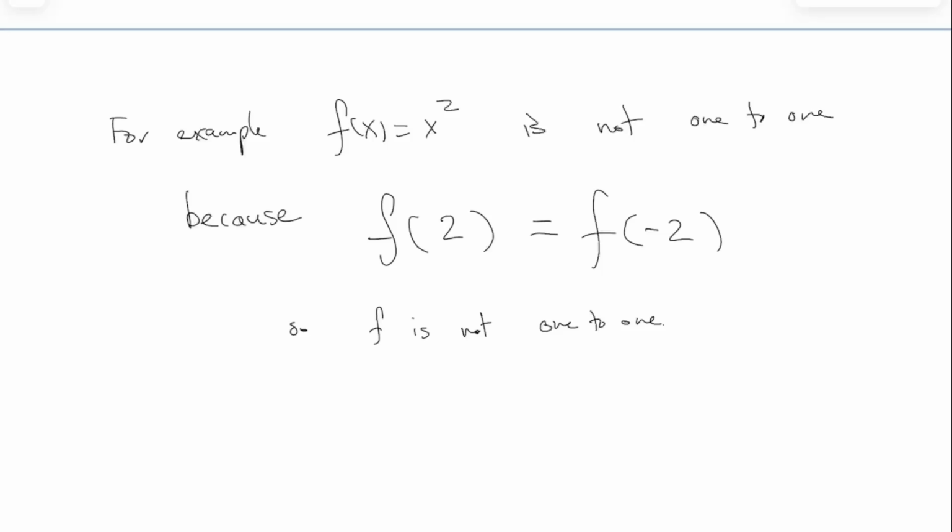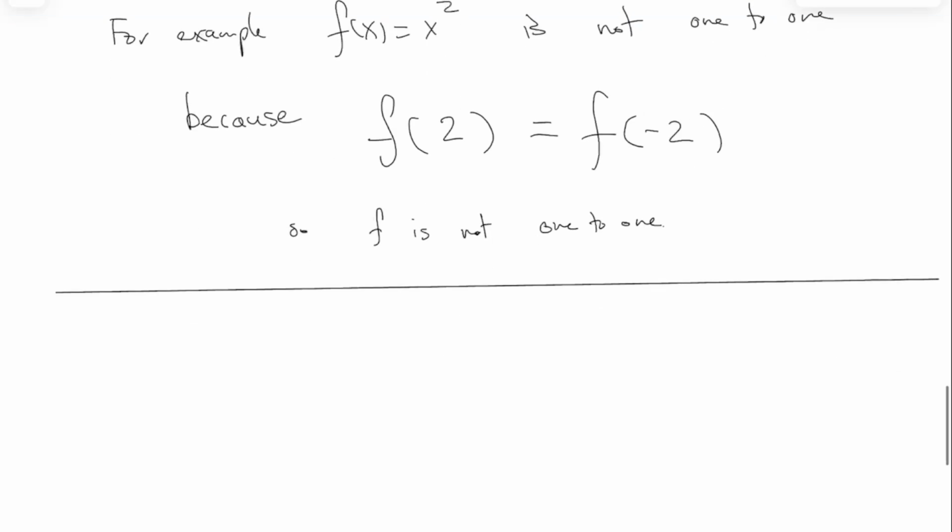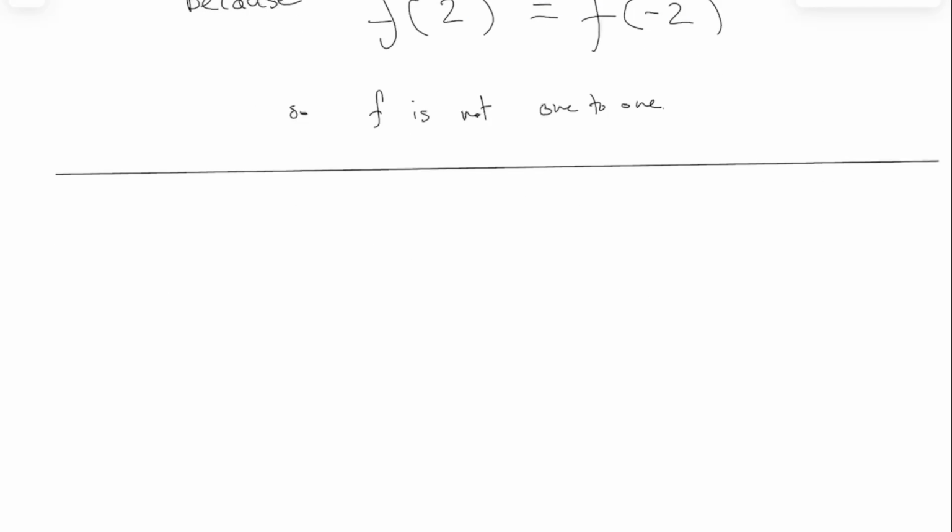A few more facts. How about finding the inverse of a function? This is what we can talk a little bit about, and this is something that I'm sure you've all done in high school, so we can just do this real quick.